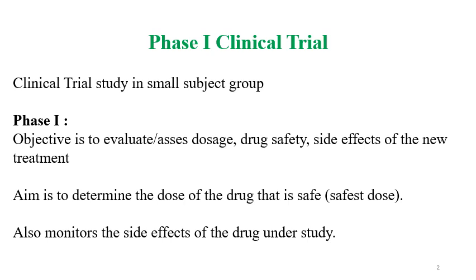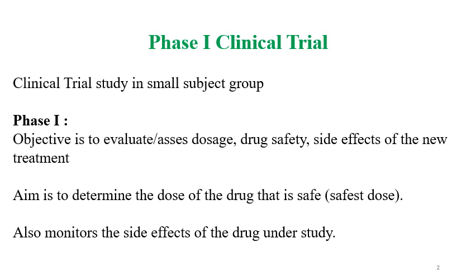The phase 1 clinical trial objective is to evaluate and assess doses, drug safety, and side effects of the new treatment. The aim is to determine the dose of the drug that is safe. So safest dose determination is the prime objective of phase 1 clinical trials, and it also monitors the side effects of the drug under study. So this is a brief idea about the phase 1 clinical trial.